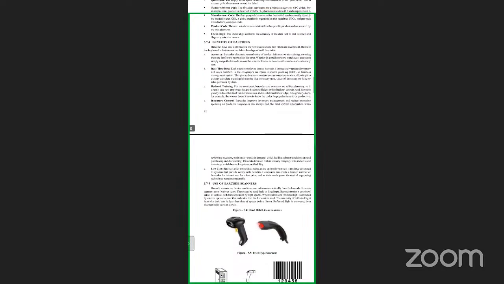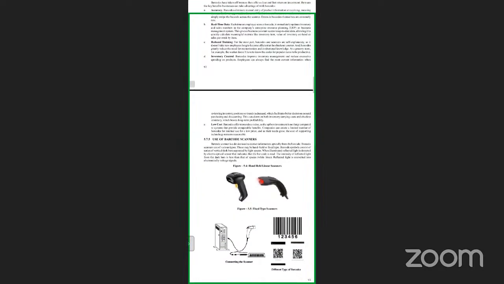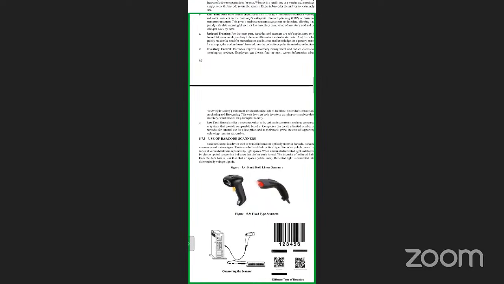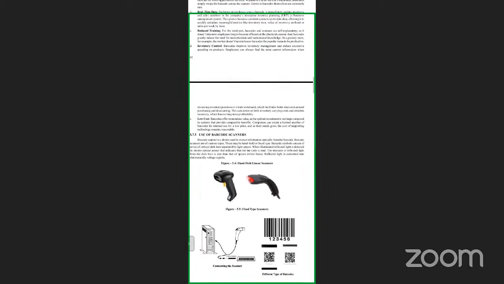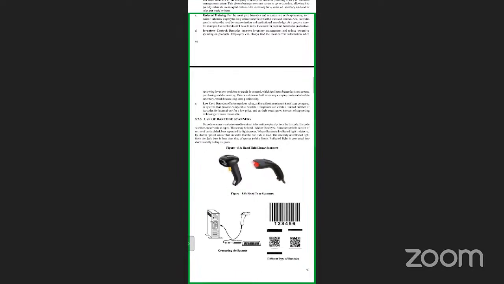And it also controls inventory management, because it reduces excessive spending on products. Employees can always find the most current information when reviewing inventory positions or trends in demand, which facilitates better decisions around purchasing and discounting. And the next one is low cost. Barcodes offer tremendous value, as the upfront investment is not large compared with the benefits. With the help of barcodes, companies can create a limited number of barcodes for internal use, and as their needs grow, the cost of supporting technology remains reasonable.